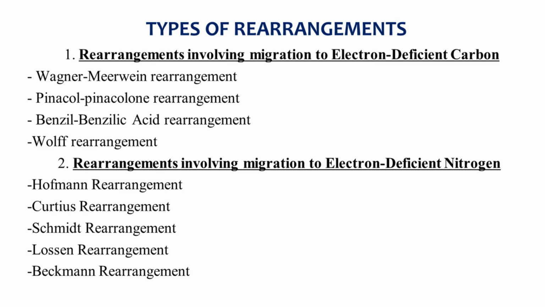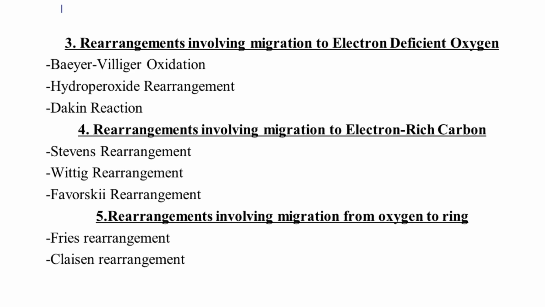Rearrangements can be classified based on the type of migration involved. Some rearrangements involve migration to electron-deficient carbon, while others involve migration to electron-deficient nitrogen. Each type has its own set of specific reactions. Further classifications include rearrangements involving migration to electron-deficient oxygen, electron-rich carbon, and even migration from oxygen to a ring. Each category encompasses unique reactions with distinct mechanisms.